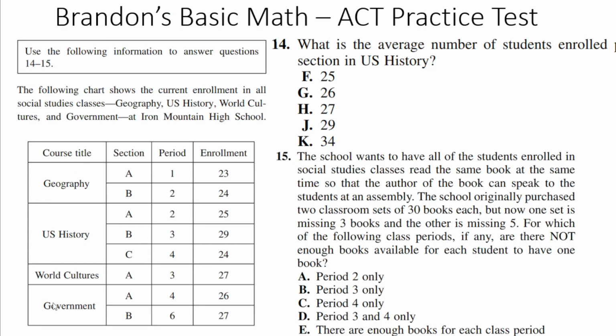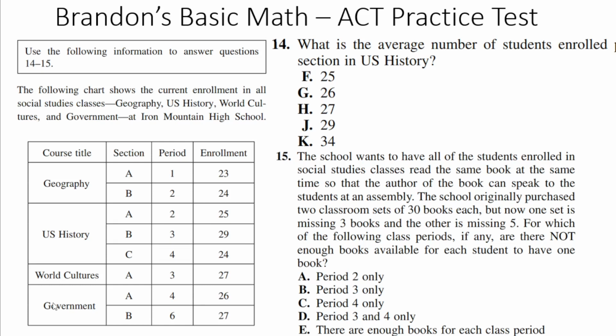Okay, and moving right along here, this is another worded problem, but it encompasses two problems for the table that they give here. These are just social studies classes, and they have different periods and the number of students enrolled in each period for each section.